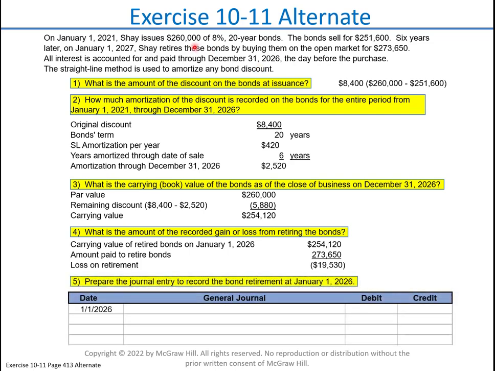Now we can look at the journal entry. We are reducing bonds payable by $260,000 because we're taking it off our books. We just determined that we have a loss of $19,530, so that is debited. We need to remove the remaining discount of $5,880, and we're paying cash of $273,650. Again, make sure that your debits and credits are equal.